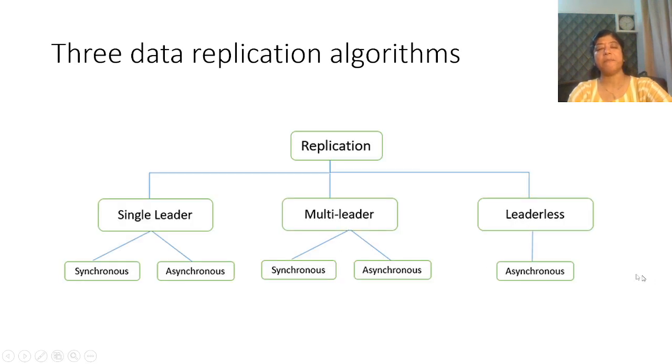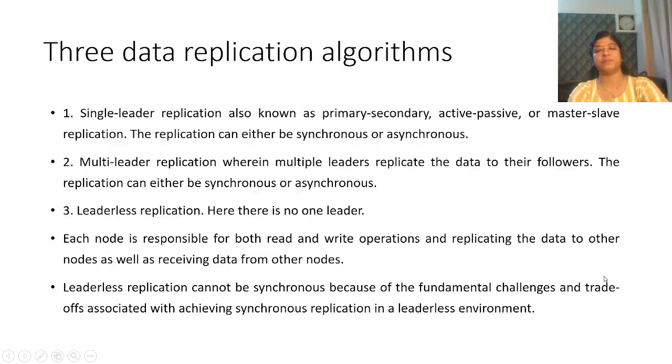There are three main data replication algorithms: single leader, multi-leader replication and leaderless replication. Single leader has two categories: synchronous and asynchronous. Multi-leader has two categories: synchronous and asynchronous, and leaderless has asynchronous replication. We will see in brief about these three data replication algorithms.